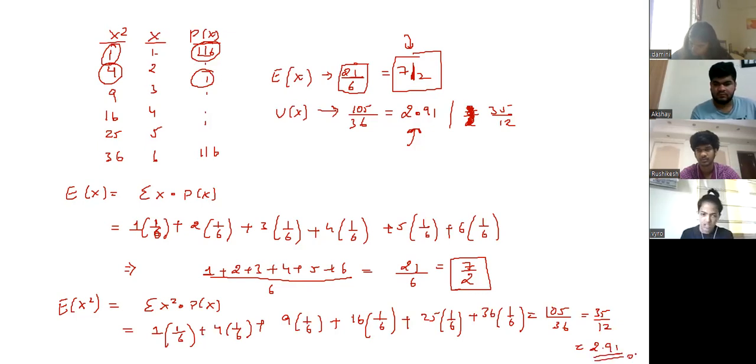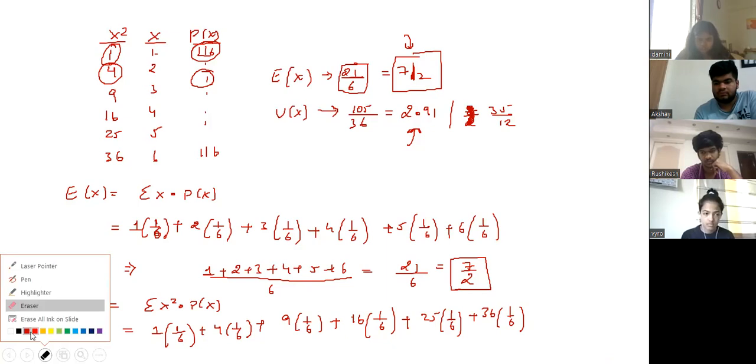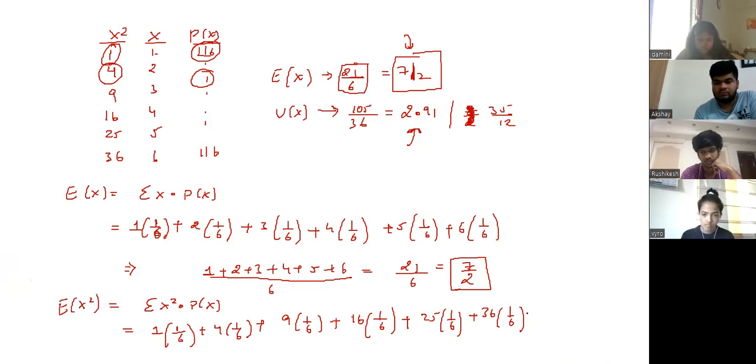Any doubts, anyone? Yeah, go ahead. Sir, this is the variance of x, our 35 by 12. Achha, sorry, 105 by 36. Correct. Absolutely. Mistake. If you calculate this, sir, 91 by 6 will come. So this is 91 by 6.